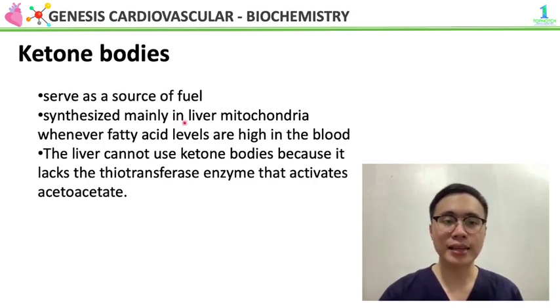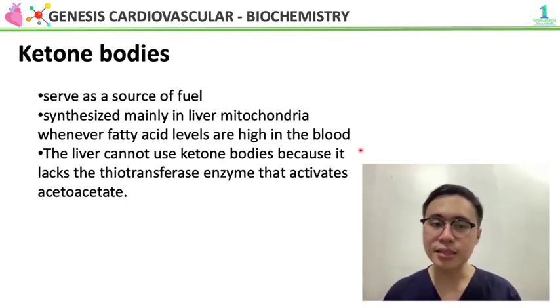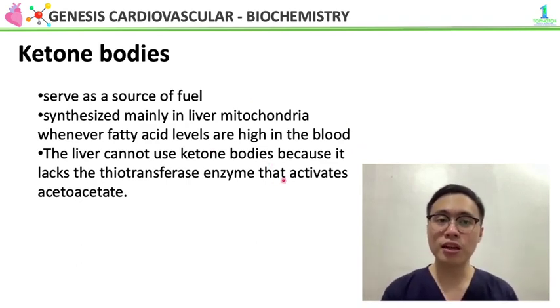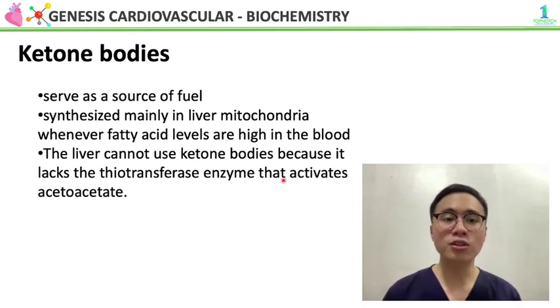It's synthesized mainly in the liver mitochondria whenever fatty acid levels are high in the blood. But what's unique about the ketone bodies is that the liver cannot use ketone bodies. So the liver makes them but cannot use them as a fuel source, because the liver lacks the thiotransferase enzyme that is necessary to activate acetoacetate. Okay.